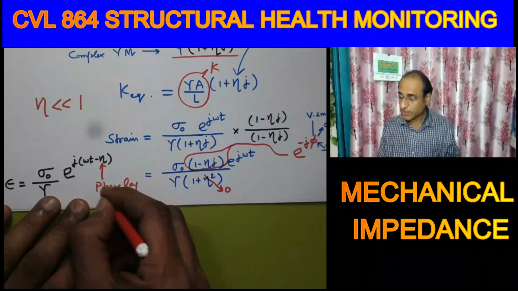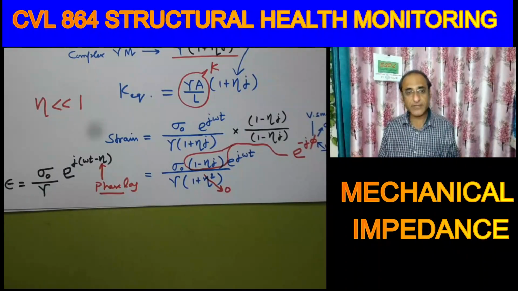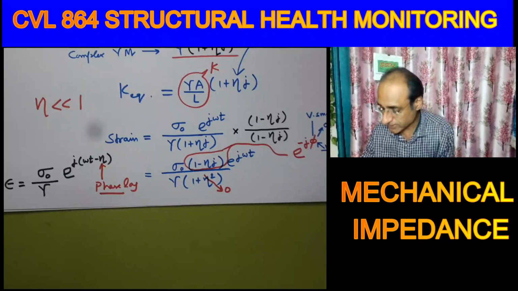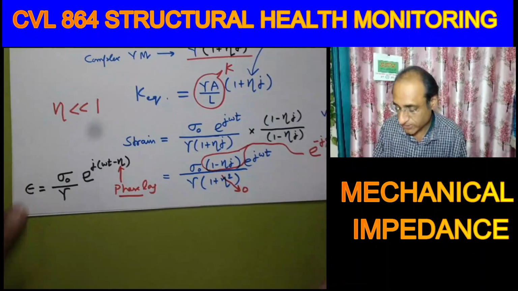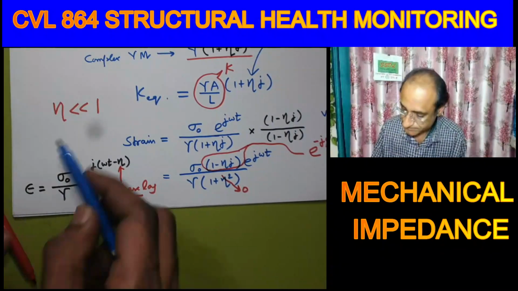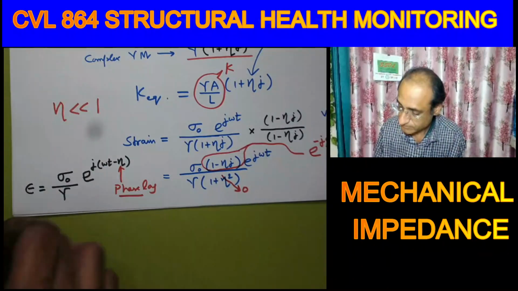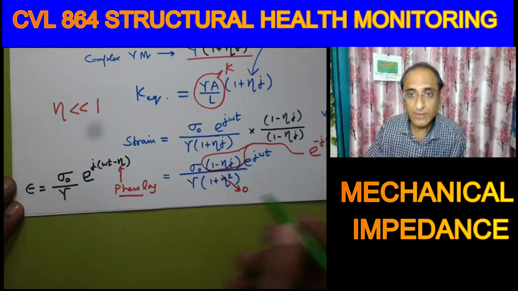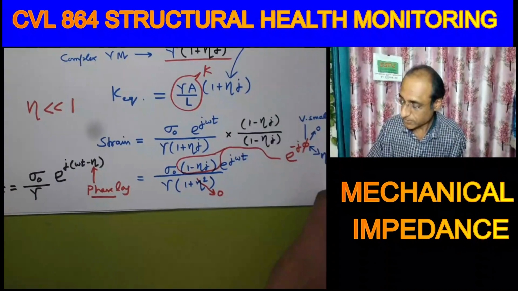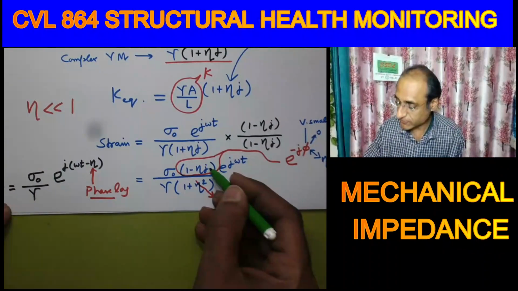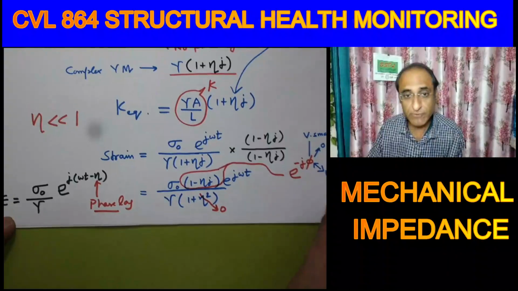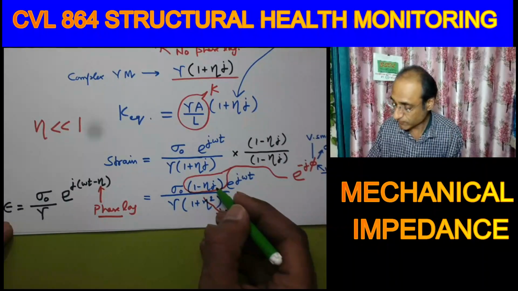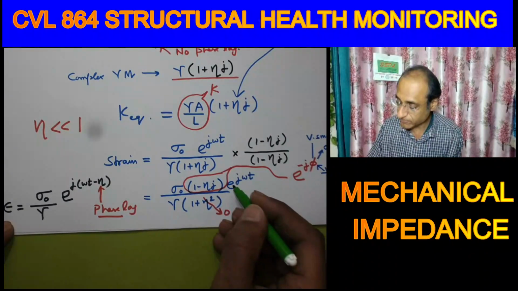So this is one representation of damping, and this factor eta is called the mechanical loss factor. Technically it's called the mechanical loss factor. How can you expand 1 minus eta j, for example? Just try to expand e to the power.